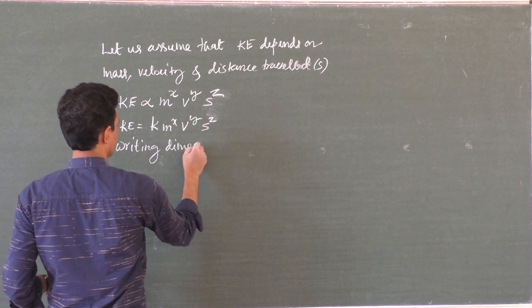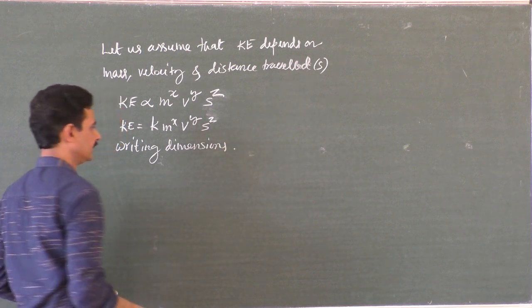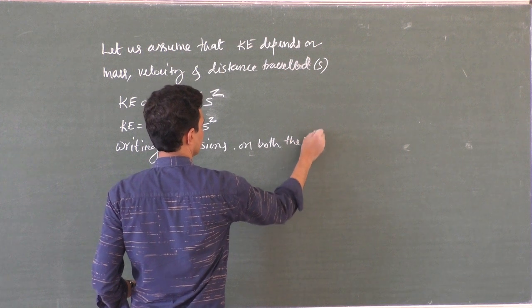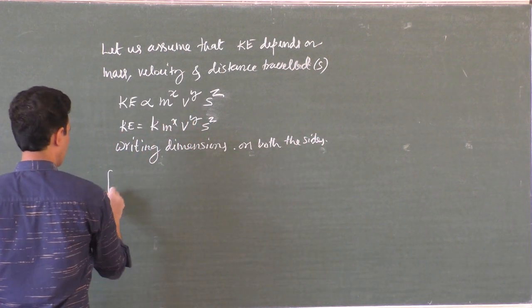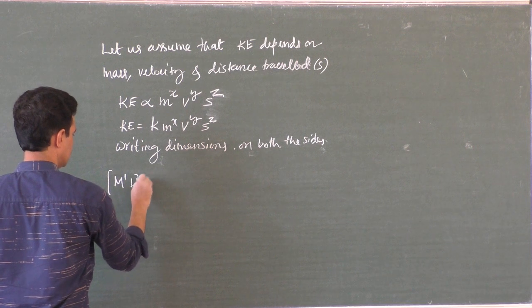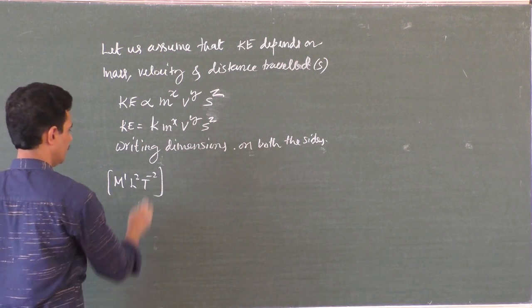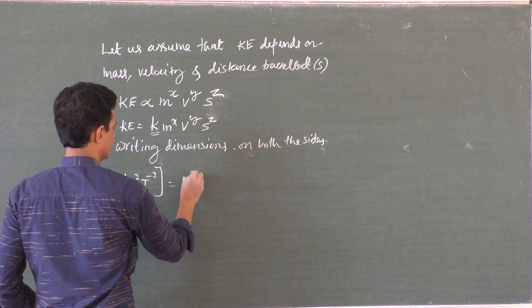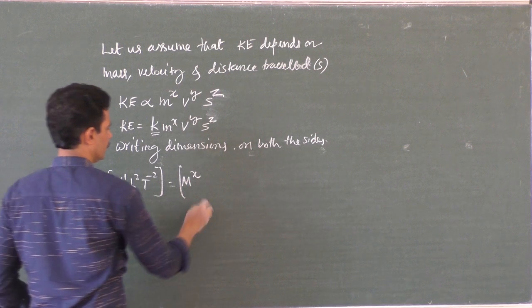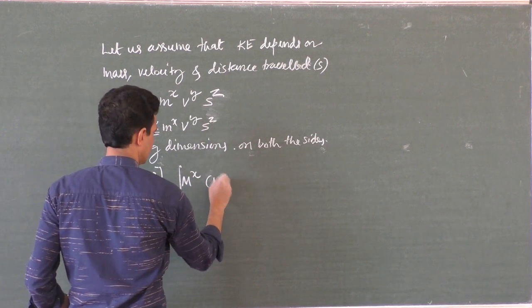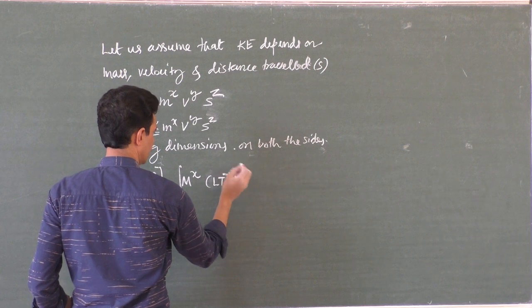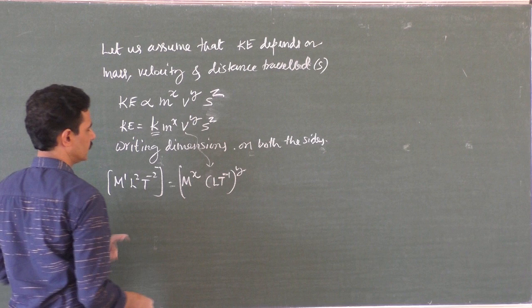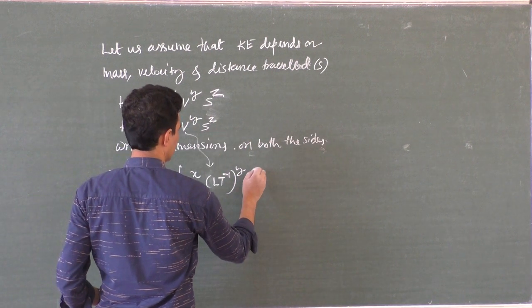Writing dimensions. Work and energy have the same dimension, right? On both the sides. The dimension of energy is M L square t to the power minus 2, which is equal to K, which has no dimension, times M to the power x, times V to the power y, where V is velocity, L t to the power minus 1, so V itself is (L t to the power minus 1) to the power y, times L to the power z.